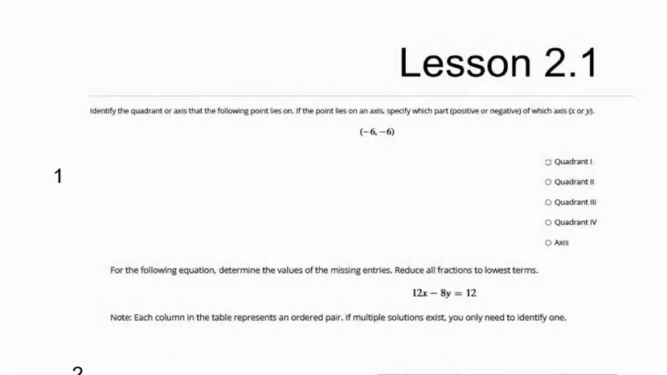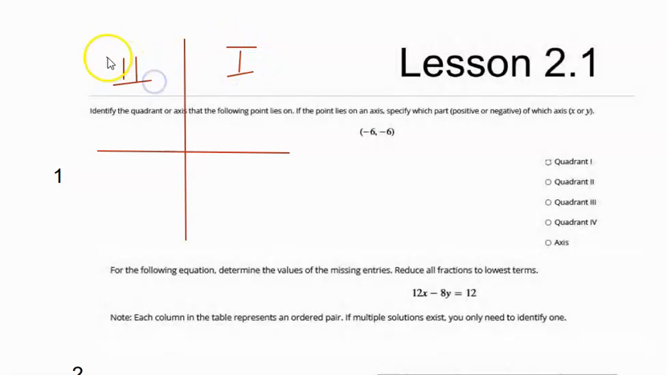As we start chapter 2, we're starting off easy. And a little quick review is when we have our coordinate plane, there are 4 quadrants: quadrant 1, quadrant 2, quadrant 3, and quadrant 4.